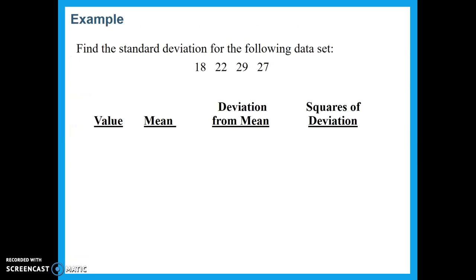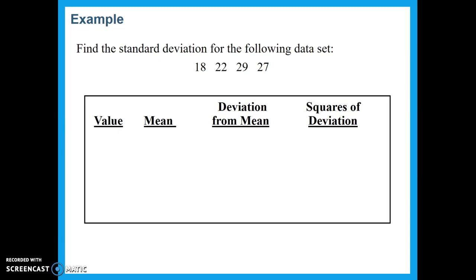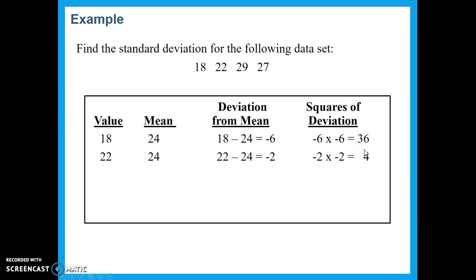So let's find the standard deviation for the following data set. We're going to start small. So we have our values 18, 22, 29, and 27. We'd want to find the middle data point, or our mean. So we want to add them all together, divide by 4. We get a mean of 24. Find the difference. So our value minus the mean gives us a negative 6, which means that we are below our mean. Square it to get our 36. That's the square of the deviation.